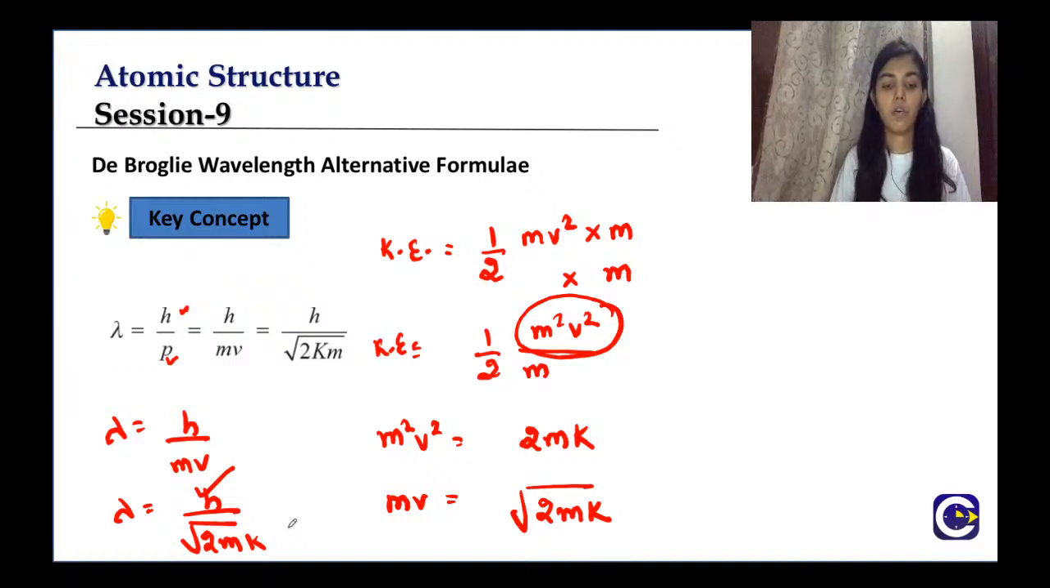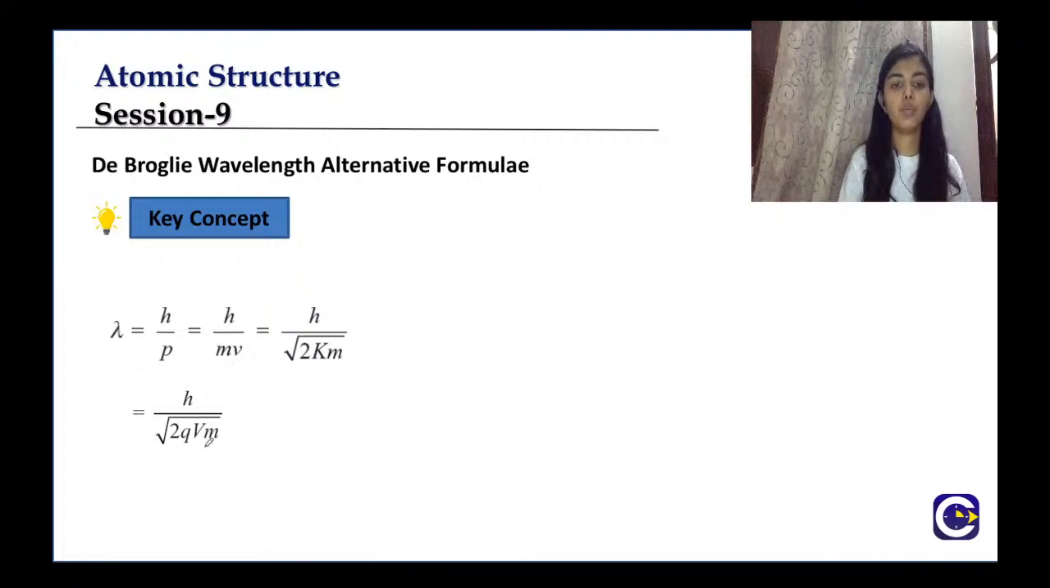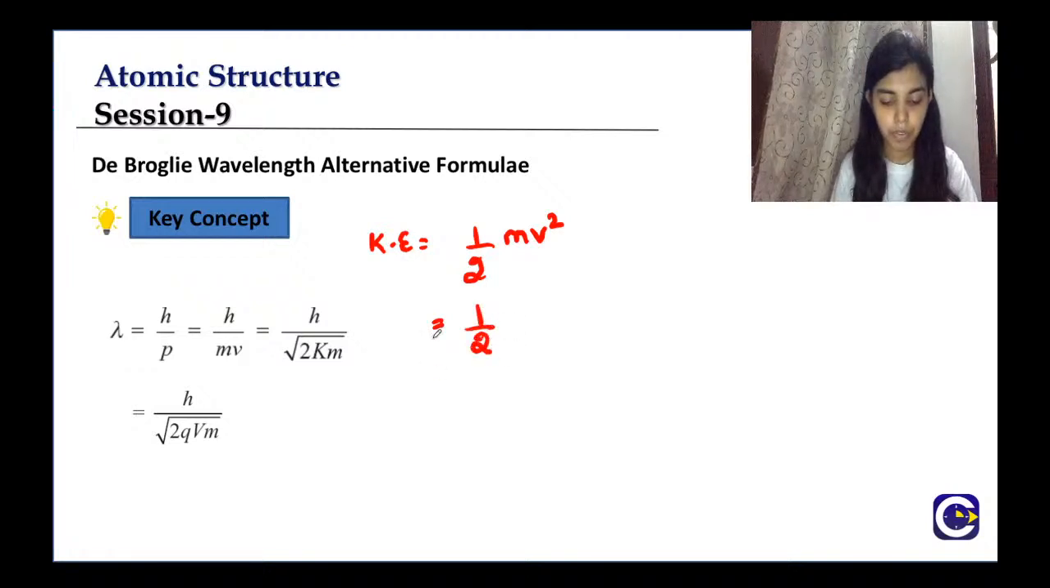Okay. So next we will consider the formula h by root of 2qVm. Now how do we get this particular thing? See, kinetic energy is half mv square, so you can write it as half of m square v square.